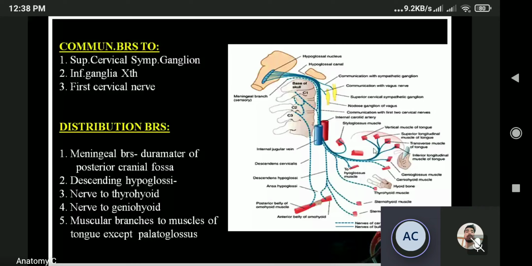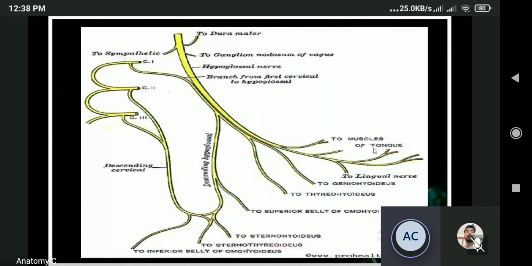The same thing, this is the same one, right? This is the hypoglossal nerve. These are the communications of the hypoglossal nerve. This one is the descending hypoglossal branch, the nerve to thyrohyoid is another one, and the nerve to the muscles of the tongue, and the nerve to geniohyoid.